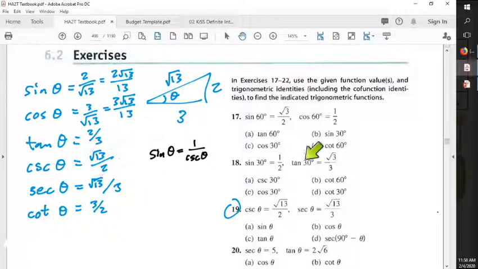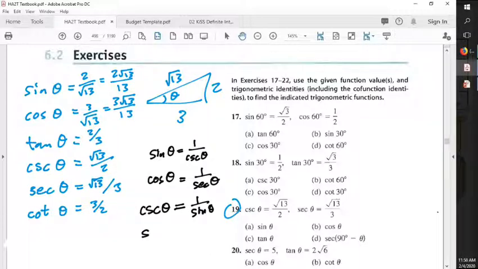The same thing with cosine. We could have gotten cosine by taking secant and flipping it, because cosine of theta equals 1 over secant of theta. And this works both ways. Cosecant of theta equals 1 over sine theta, and secant theta equals 1 over cosine theta. That is also true for tangent and cotangent. These are called reciprocal identities.